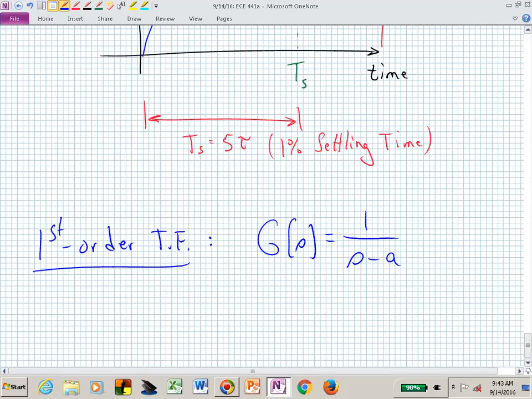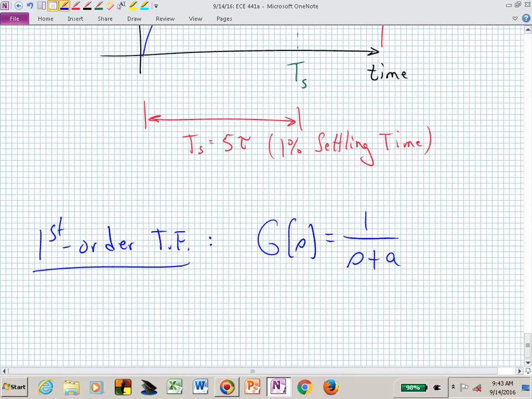Is that a well-behaved system? Would that lead to what we just drew? Is it stable? What value of s causes that denominator to vanish? A. Where is a? It's in the right half plane. So let's change that. So now we have 1 over s plus a. That's a generic first order, but that's not as generic as we could make it.